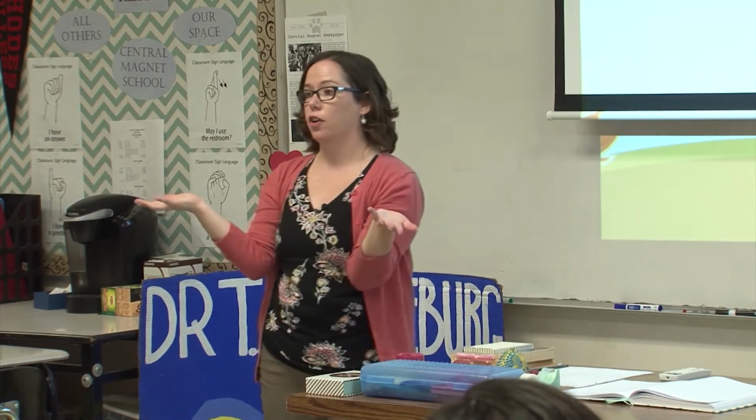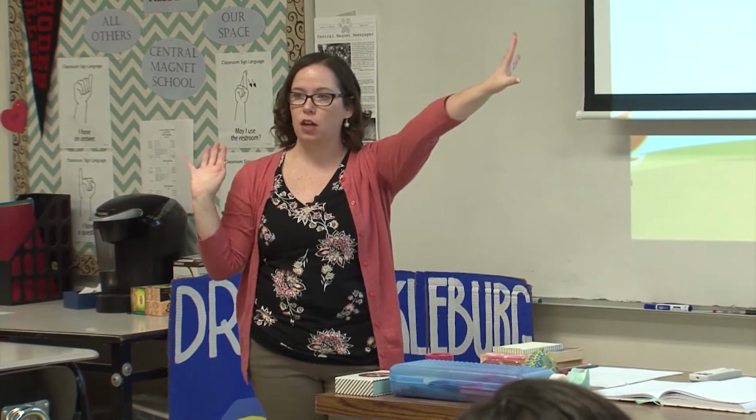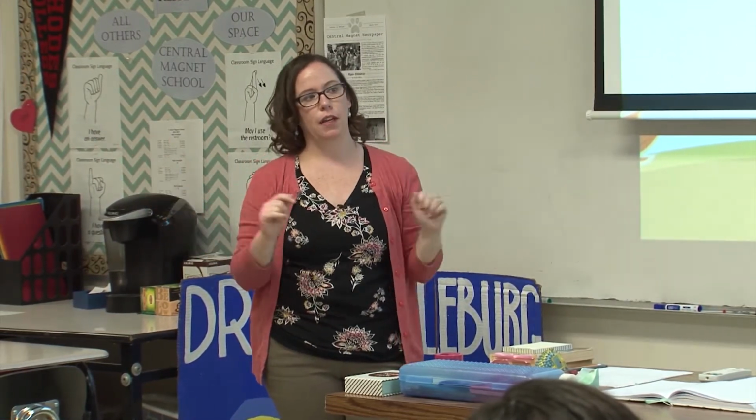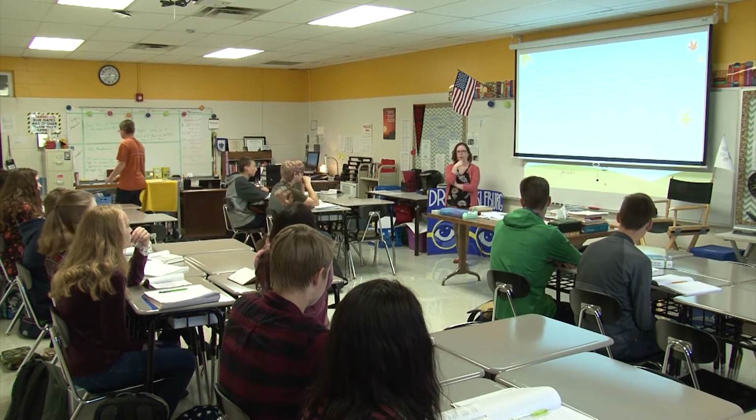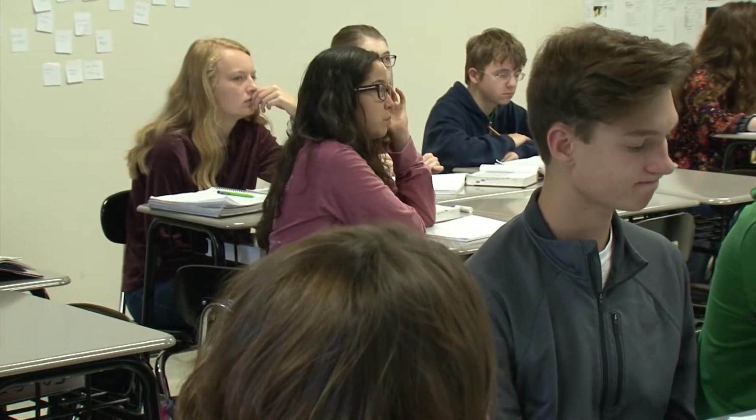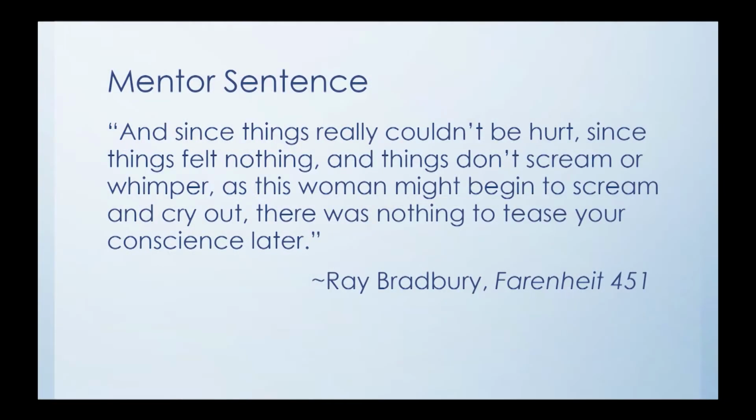Do we have any other clauses besides the ones we've talked about and the main independent clause? Well, I don't know exactly what you put it under, but as this woman might begin to scream and cry out. Yeah, good. So we have this other clause here that's saying, okay, things don't do these things. Things don't scream or whimper. So what is "as this woman might begin to scream and cry out" kind of telling us about or comparing it to?